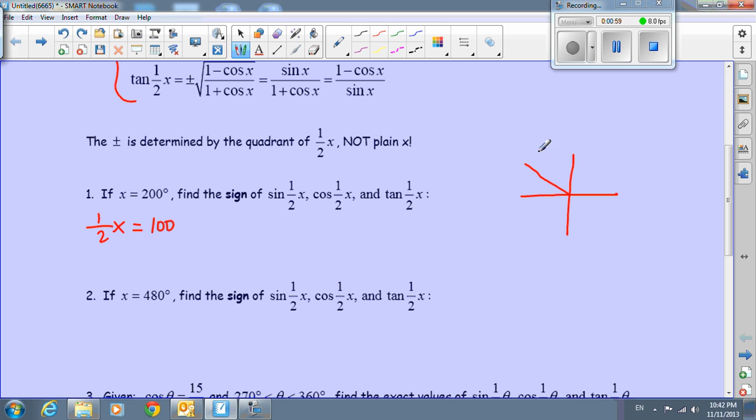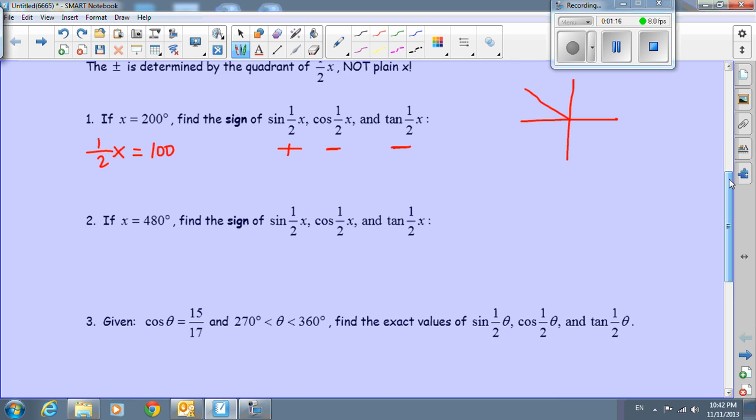It's an angle in this quadrant where the cosine is the x value and it will be negative. The sine is your y value, it will be positive. Tangent being the ratio of sine over cosine, it will be negative.